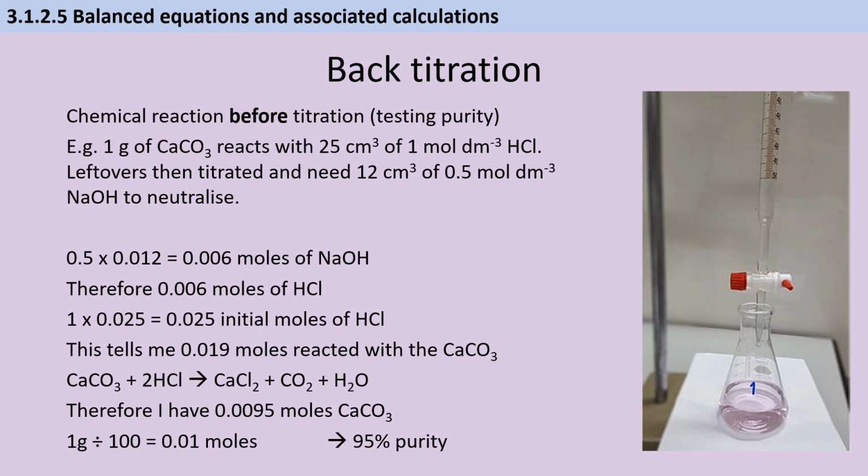And what you do is you compare the number of moles of acid that you started with to the number of moles of acid that the titration tells you that you have. And then the difference between those two numbers is the number of moles of acid that reacted with your solid, and this allows you to complete your percentage purity calculation.